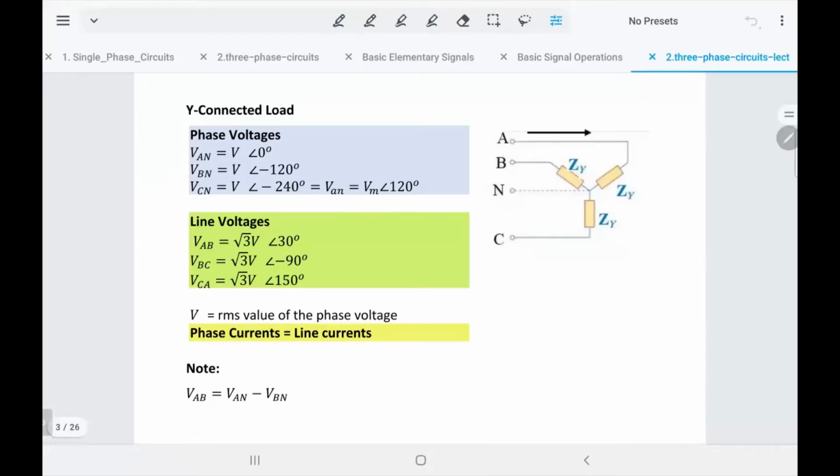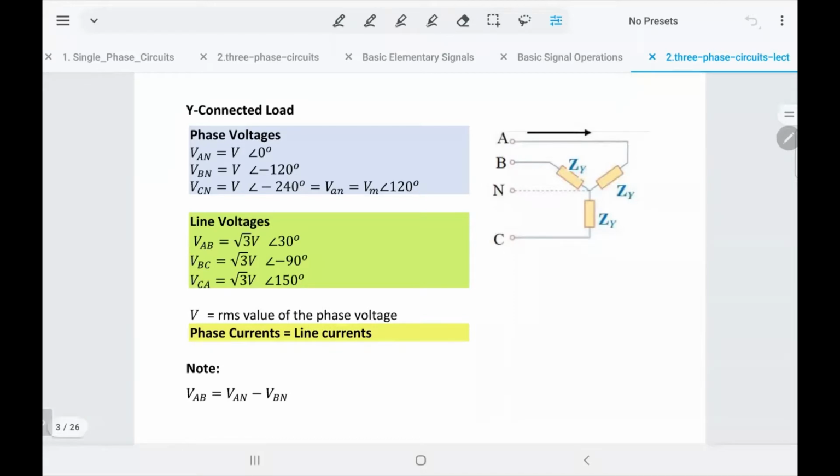Let's start. Last time we started with why connection, star connection for the sources. When you try to find line to line voltage, line to line current, in star connection it's the same, in delta will be different. And I'll explain in a while how we can distinguish between both cases.